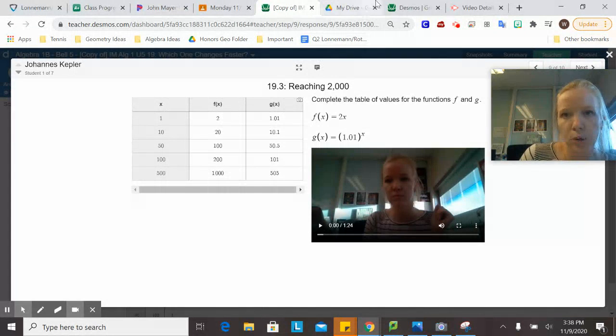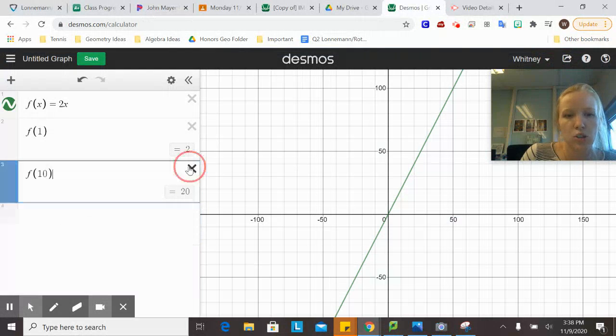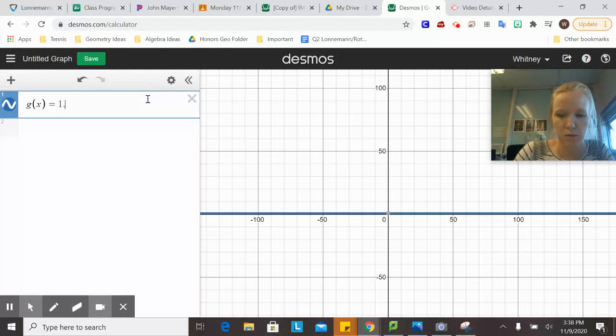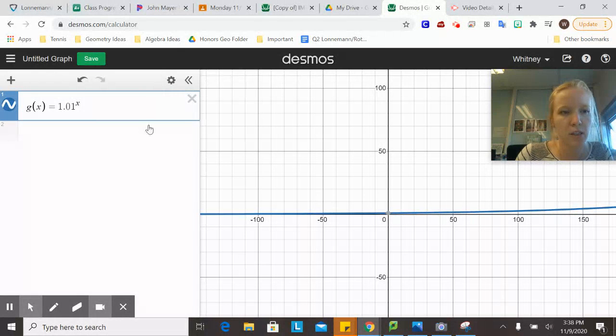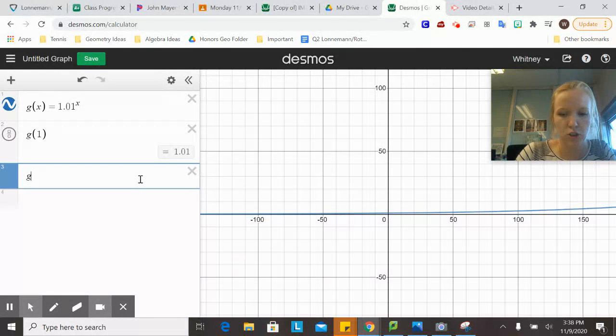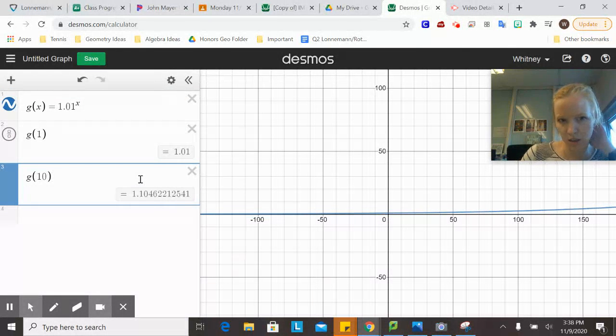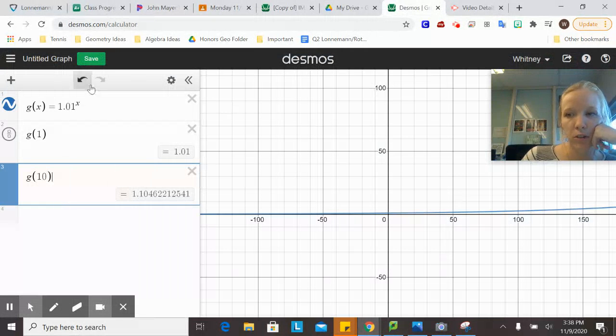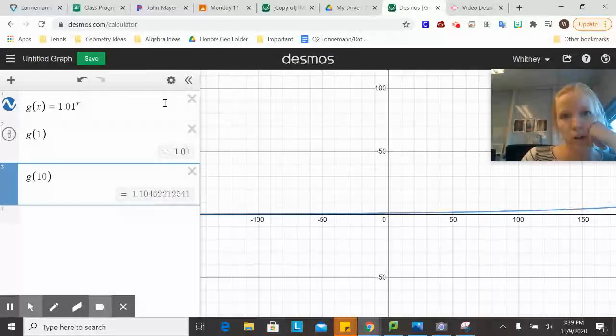I'll do just a couple of these. So g of x equals 1.01 raised to the x power. So g of 1, g of 10. Okay, so g of 1 is 1.01, g of 10 is 1.1. So this is incorrect. It's not 10.1. So we just need to go through and fix these. But this is how we use Desmos to evaluate a function. This is very important and helpful to know.